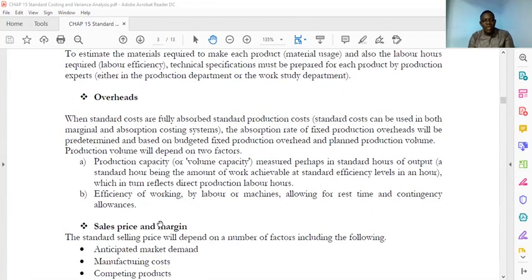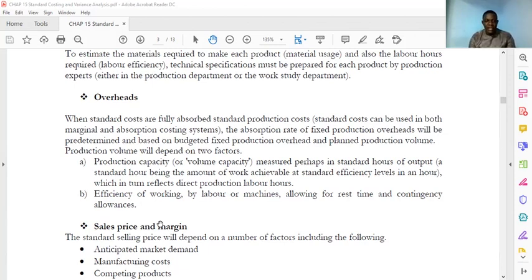Good. Now, when standard costs are fully absorbed, standard production costs can be used in both marginal and absorption processes, as we have indicated. The absorption rates of fixed production overheads will be predetermined and based on budgeted fixed production overhead and planned production volume. The production volume will depend on two factors: the production capacity, or the volume capacity, measured perhaps in standard hours of output.